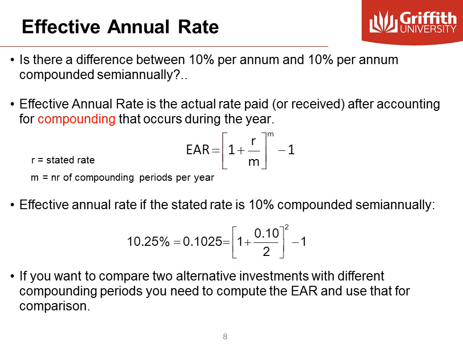And now we briefly discuss the effective annual rate. For example, if you have to choose between an investment that pays 10% per year or an investment that pays 10% per year compounded semi-annually, which one do you take? You might say that it doesn't matter because 10% per annum compounded semi-annually is just 5% per 6 months.